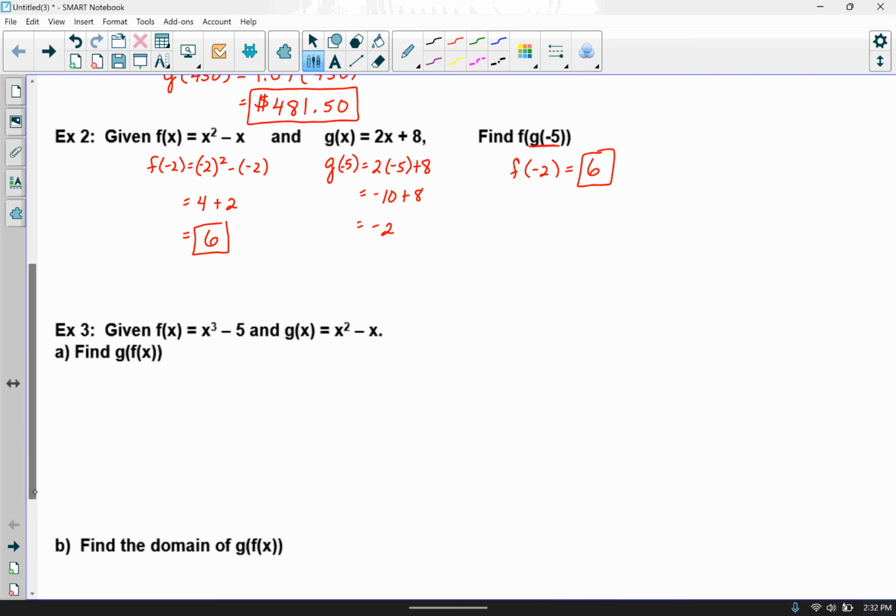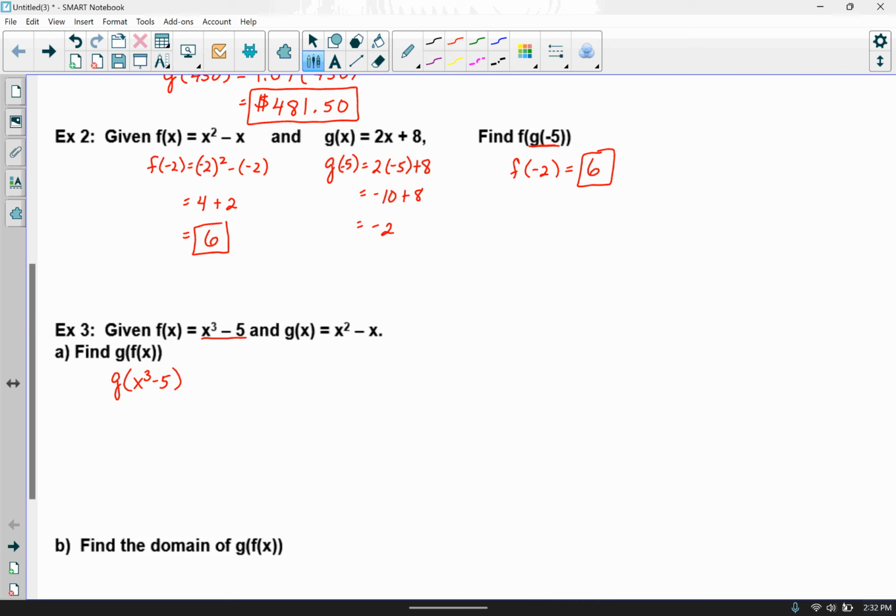All right, we'll move on down then to example 3. In example 3, I've got an f of x and a g of x function. This time I'm just asking you to find g of f of x. So I'm not asking you to plug in a number, so our final answer here is still going to be in terms of an expression. All right, so let's work from the inside out.